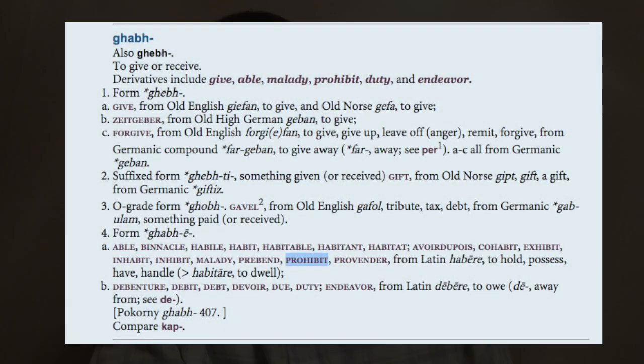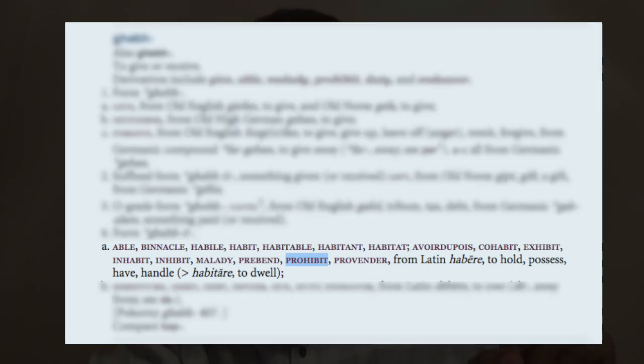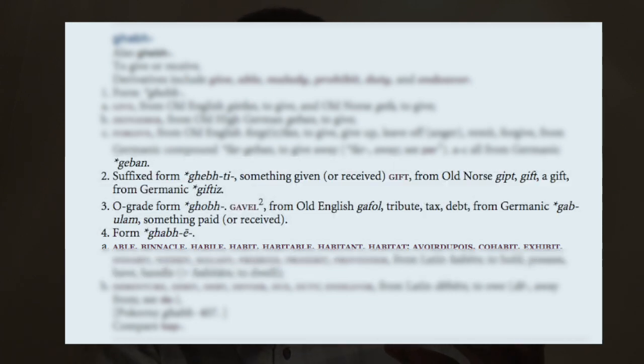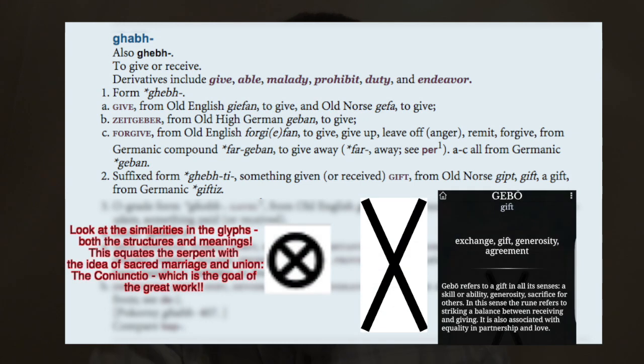Proto-Indo-European root GABH, to give or receive, is directly the root of the word prohibit, which leads to the Germanic or Norse rune gibo, and I'm going to throw that one up there as well, which I will place on the screen, which has the same form as the ancient Hebrew teth and links to the idea of gift, giving, sacrifice, also sacred marriage.